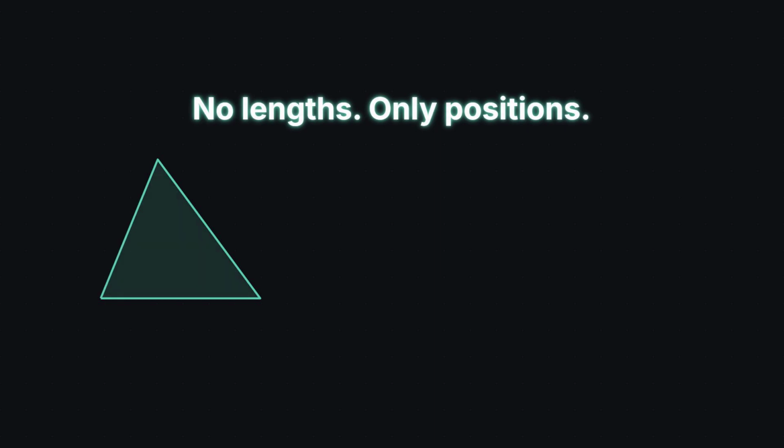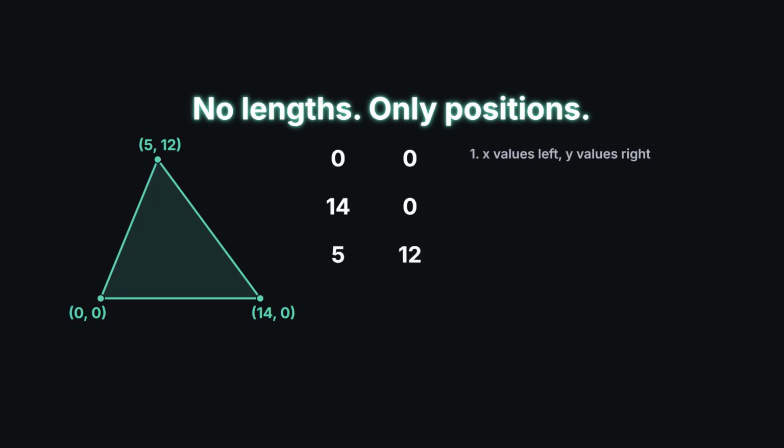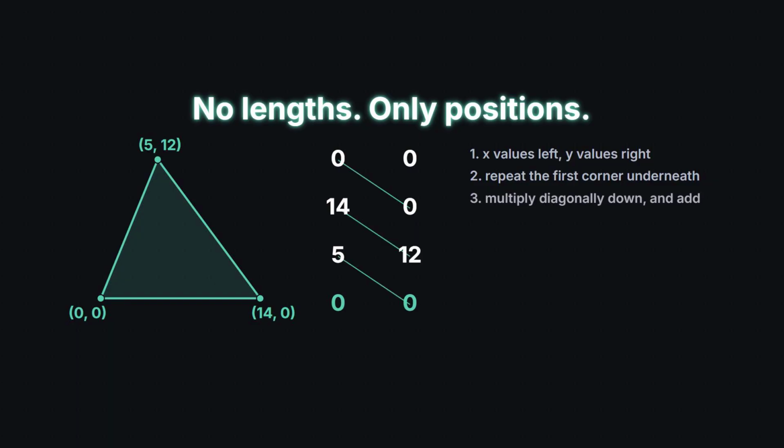Now let's change the question completely. No lengths and no angles. Only positions. The corners sit at (0, 0), (14, 0), and (5, 12). Here is the recipe. Write the 3 corners in a column. The x values on the left, the y values on the right. Then repeat that very first corner underneath, so the list closes back on itself. Now multiply diagonally downward. Each x times the y on the row below it. Add those 3 products up.